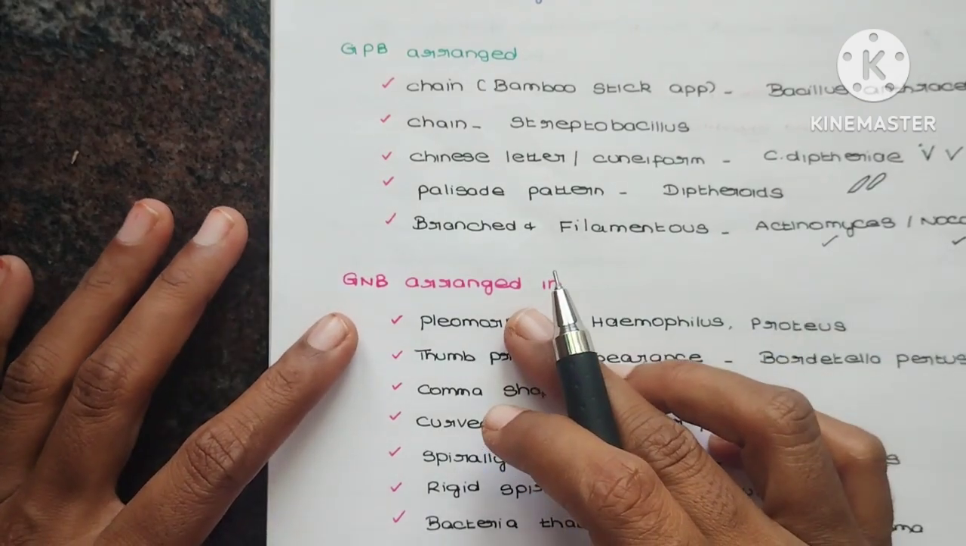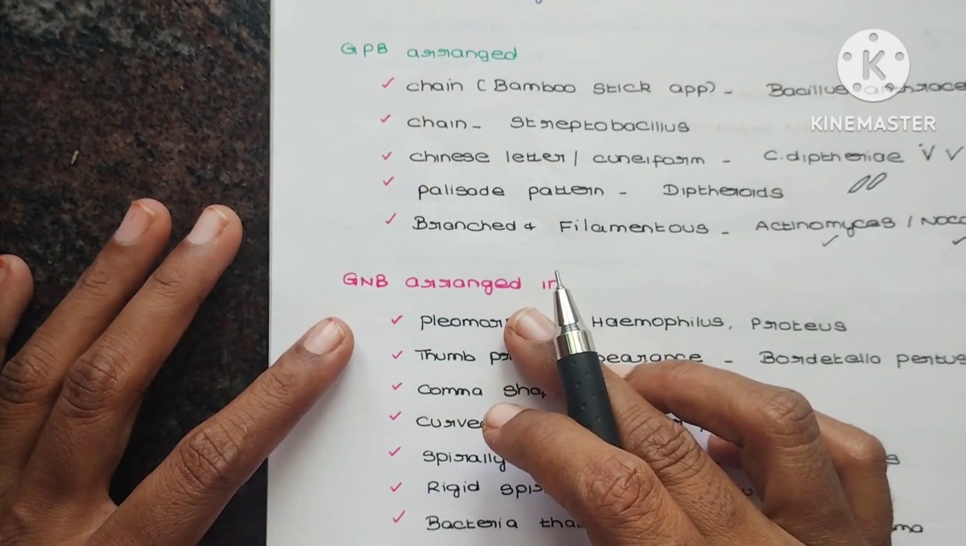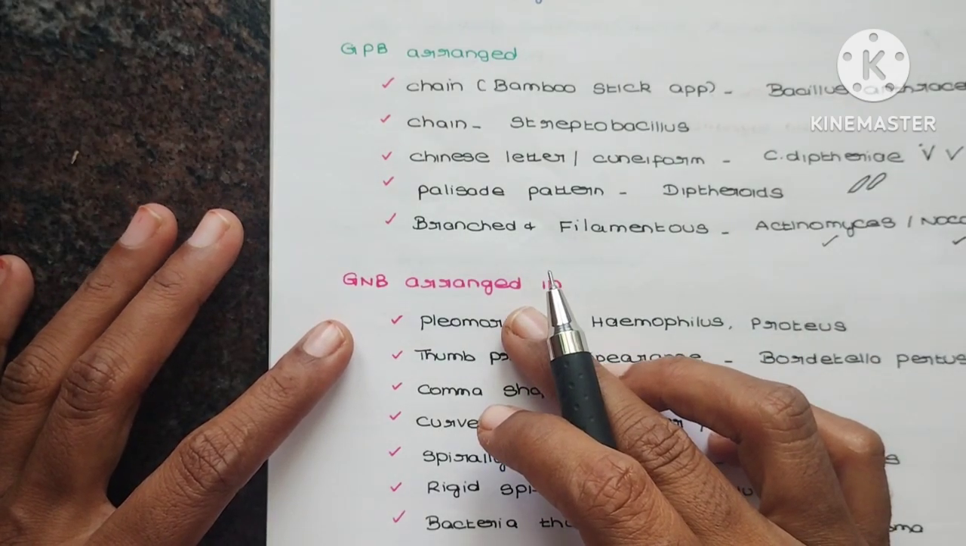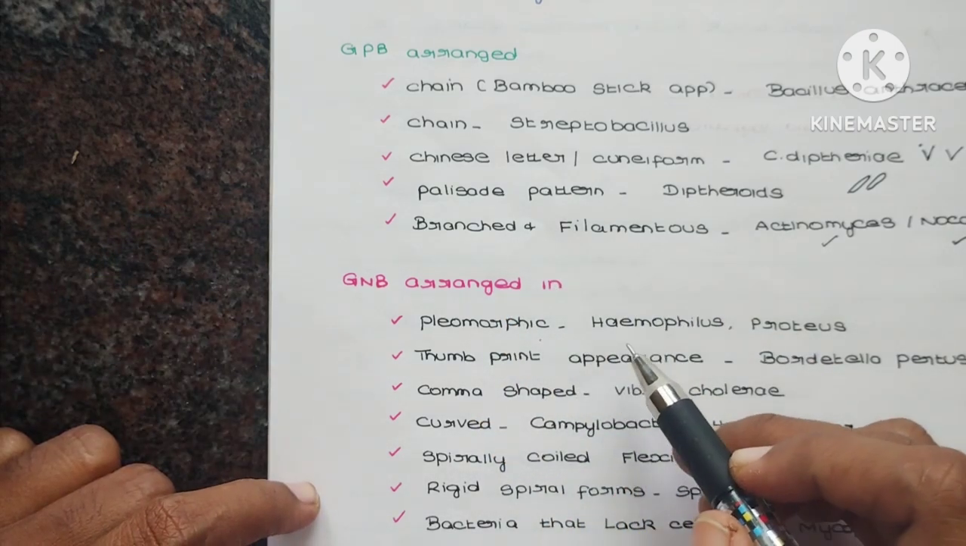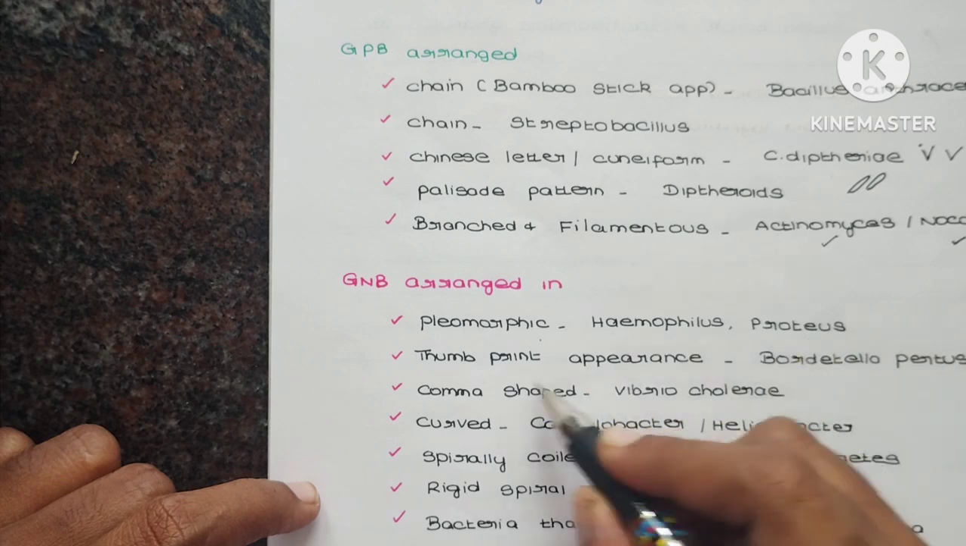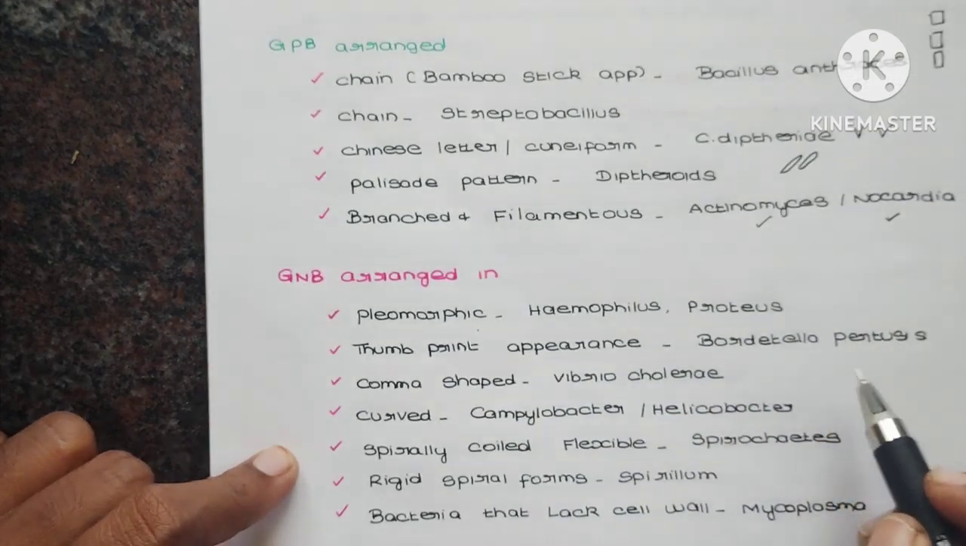So next, it is gram-negative bacilli. So it will be pink in color. I told already, gram-positive is always violet, and gram-negative will be pink in color. Here, if it's pleomorphic, there won't be any proper shape. It is Haemophilus and Proteus. And thumbprint appearance is Bordetella pertussis.